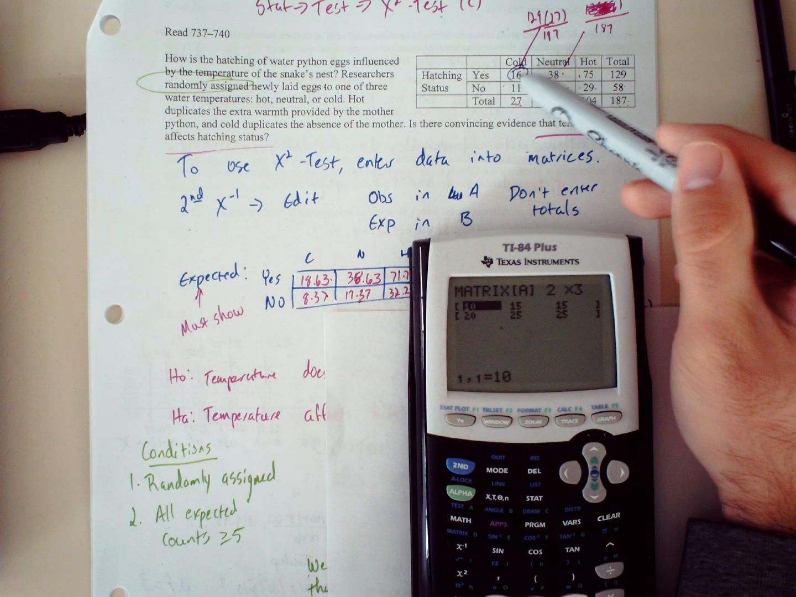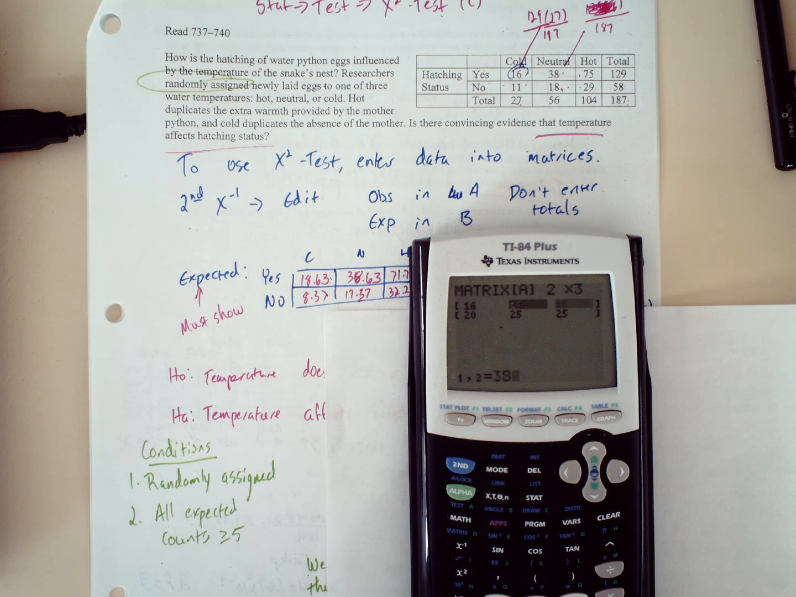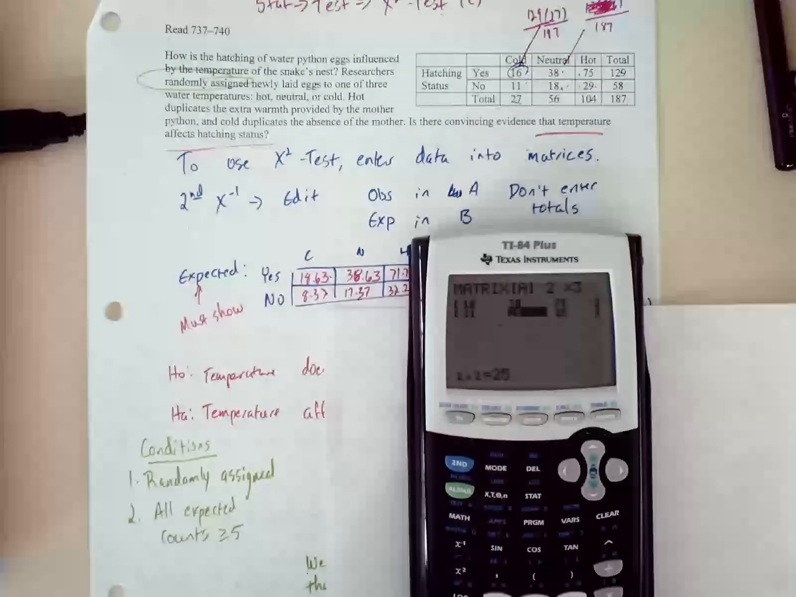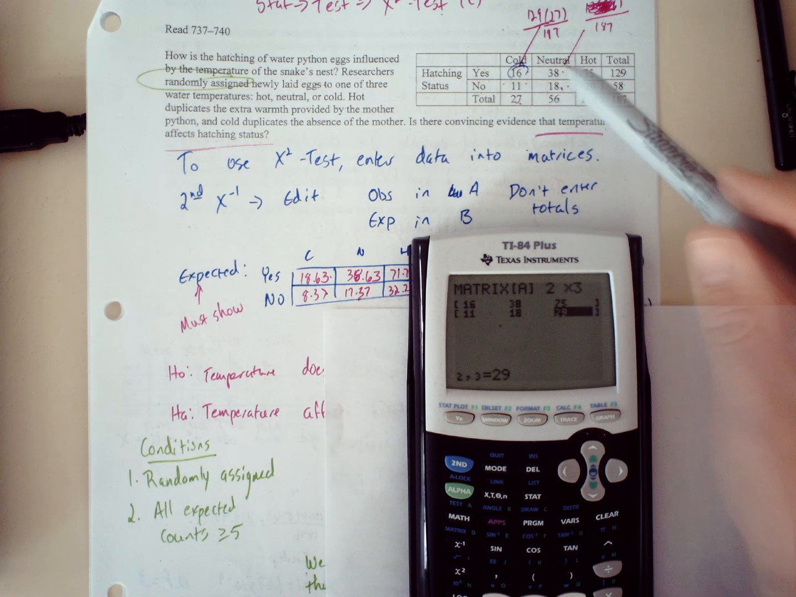Now we're going to enter in our observed counts. So the 16, the 38, 75, 11, 18, and 29. So my observed counts are in matrix A.